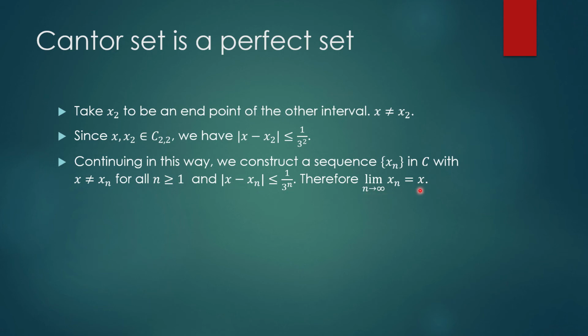So we take a point X from the Cantor set, and we are able to construct a sequence in the Cantor set that converges to that point X. Therefore, X is a limit point of the Cantor set C. But the point X was chosen arbitrarily from C. Therefore, every point of the Cantor set is a limit point of itself. Therefore, the Cantor set is a perfect set. Hence, C is a perfect set.